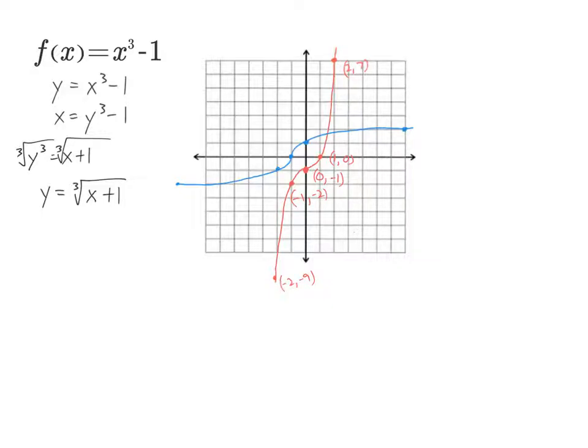Now we know that the cube root is going to look like this. And the x plus 1 means it's going to be shifted to the left one. Now look, that's what happened. Now here's another interesting thing that happens. If you graphed it correctly, it should be reflective along this line right here. And it is, so we're good.